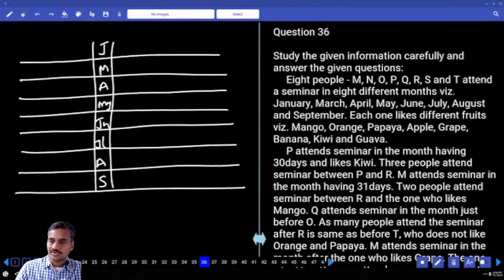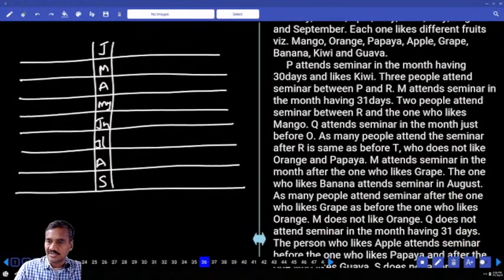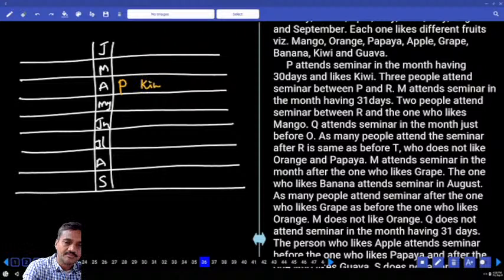Then each one of them likes different fruits. P attends a seminar in the month having 30 days and likes kiwi. P can be either in the month of April or June or September. How many possibilities? 3. As of now, let us work out these two. If these two are invalid, directly September.